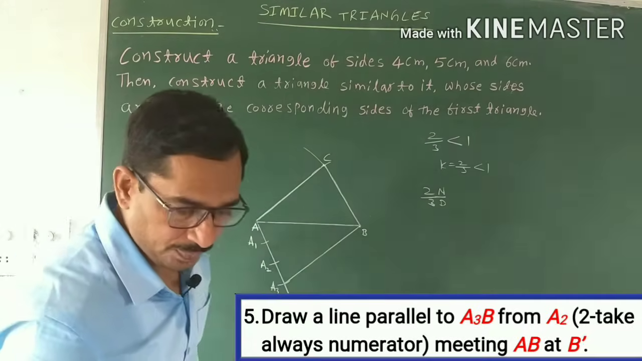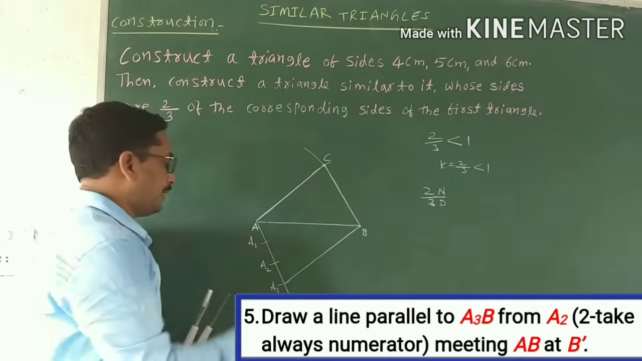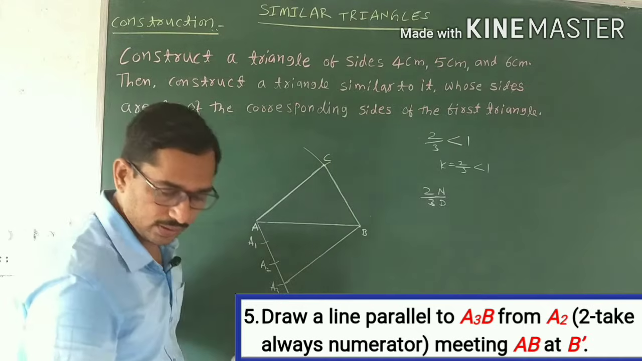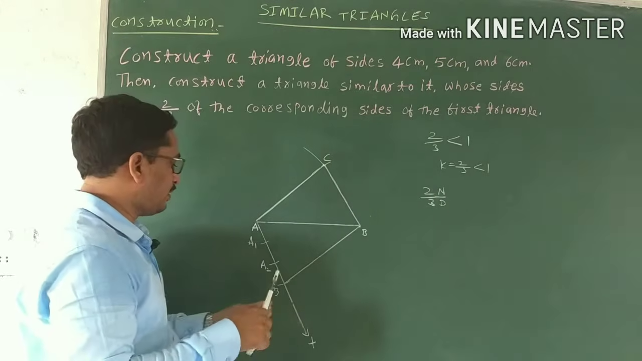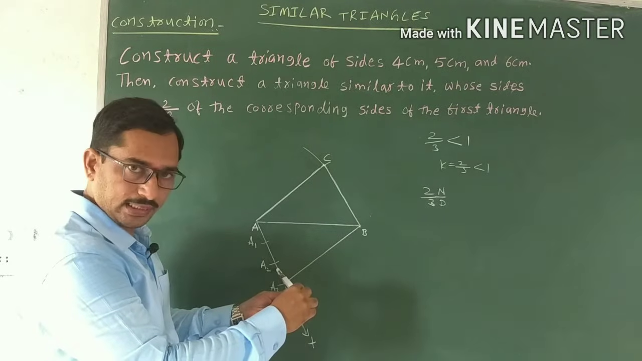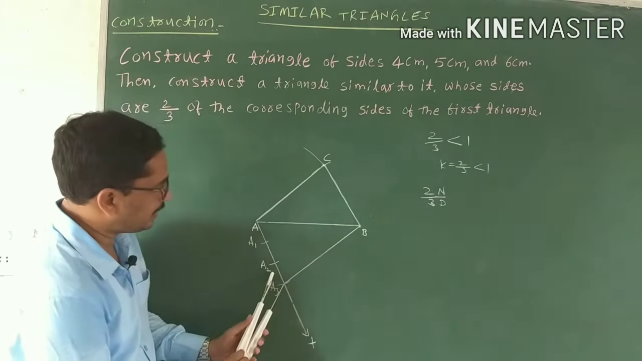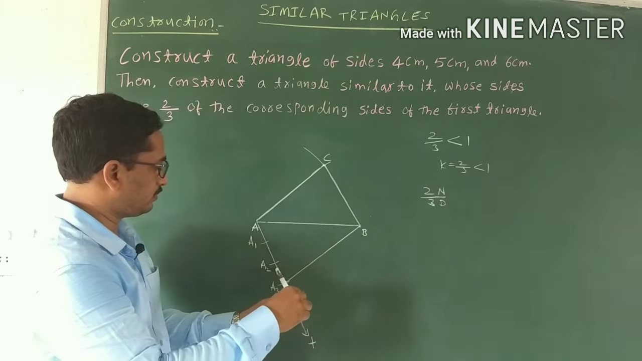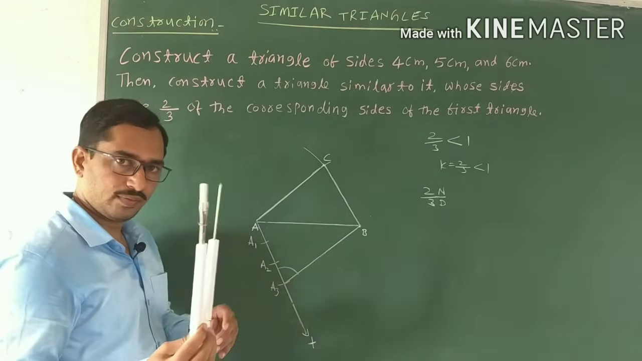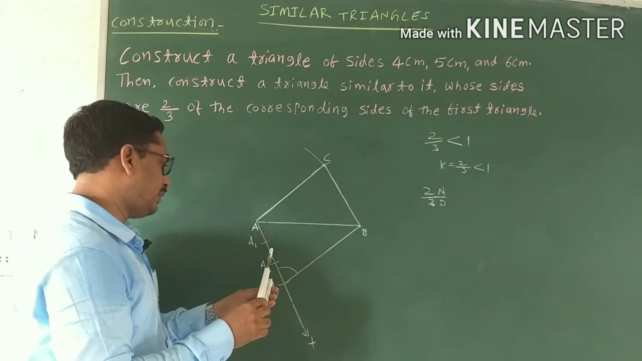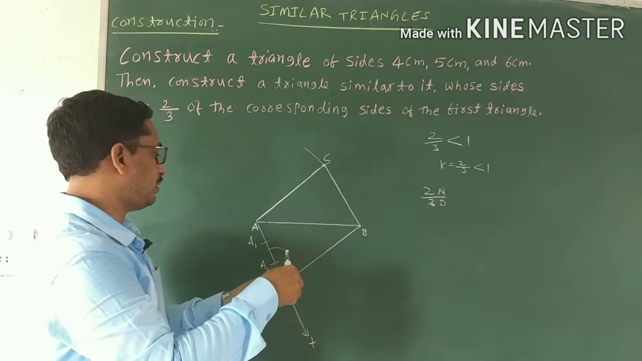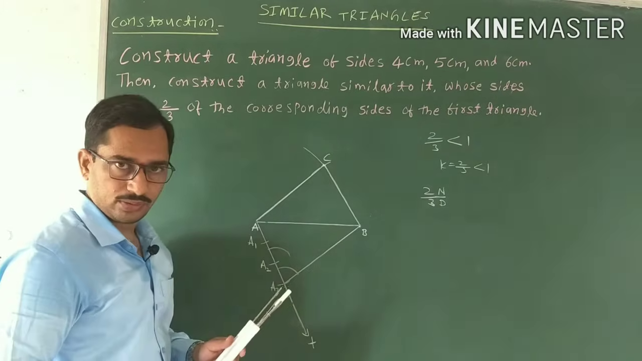Now, we have to draw a line parallel to A3B from A2. See how to draw a parallel line. By taking A3 as the center, draw an arc. With the same length of the arc, by taking A2 as the center, draw an arc.